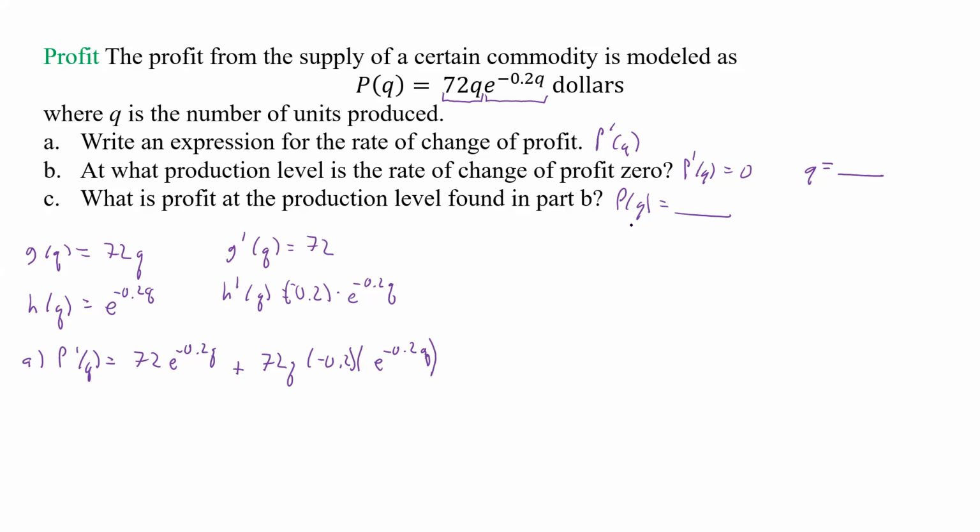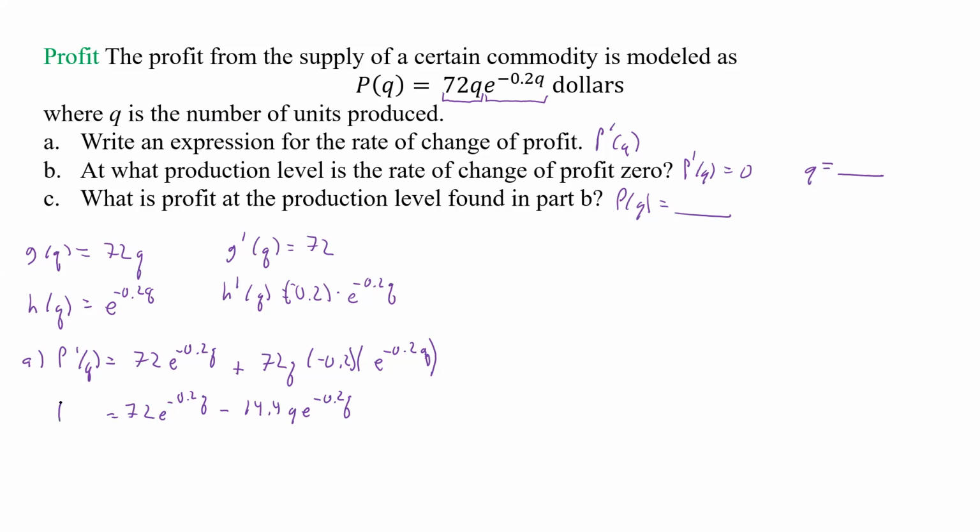Now, since we are going to have to actually calculate some values, in this instance we would actually multiply these together. And so 72 times 0.2 is 14.4. And so maybe what we would say is we get 72 e to the minus 0.2 Q minus 14.4 Q e to the minus 0.2 Q. Okay, so that is P prime of Q. And now what it says is we need to set that equal to 0 and solve for Q.